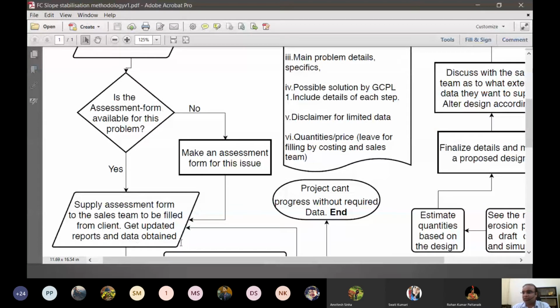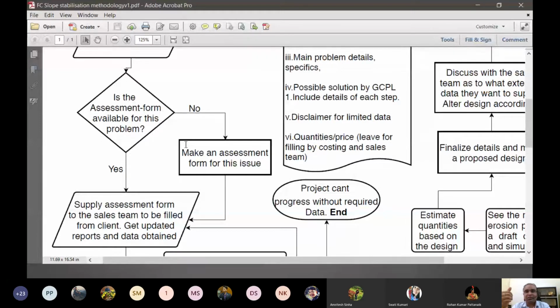Okay. So if the assessment form was there, give it to the sales team so that they can give it to the client. If not, then make an assessment form for this issue. So it was not just slope stabilization. There were many kinds of slope stabilization, different scenarios. For each scenario, we had to make a new assessment form, because many of the relevant conditions in one slope may not be there in another slope.